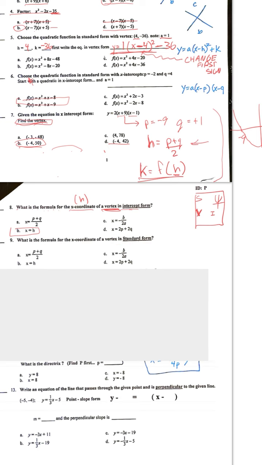Same thing for this one. We're just going to consult our sheet. What's the formula for the x coordinate? We're talking about h, of the vertex in standard form. Okay, we go up to the top left, standard form, look down, look for the vertex, and we'll see that this is the formula.